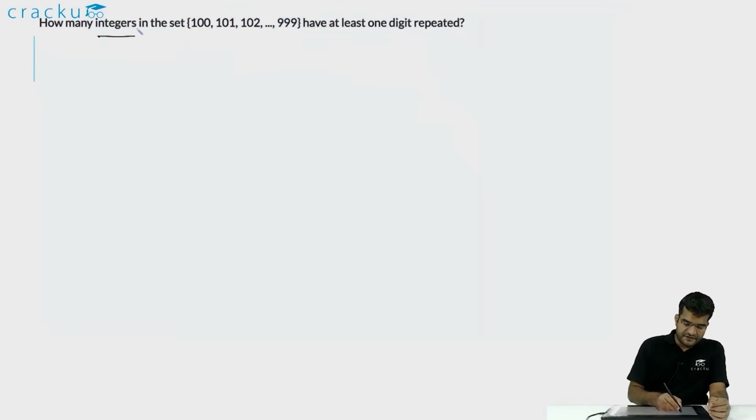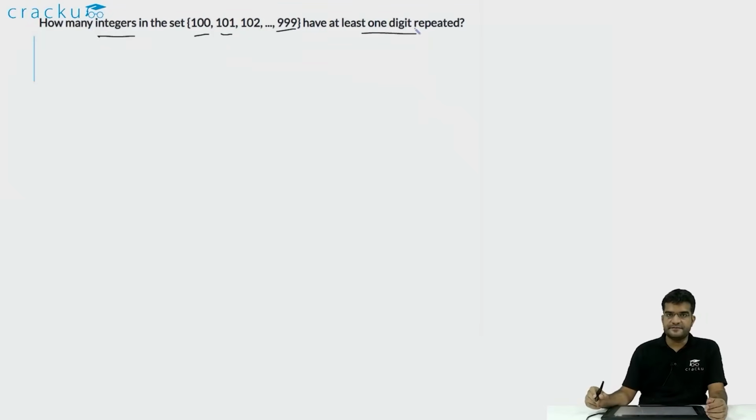In this question we are asked to find out how many integers in the set 100, 101 till 999 have at least one digit that is repeated. So what is the total number of integers that are in the given set? There is a list of all 3-digit integers from 100 to 999.